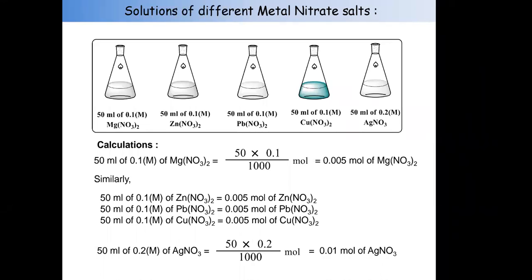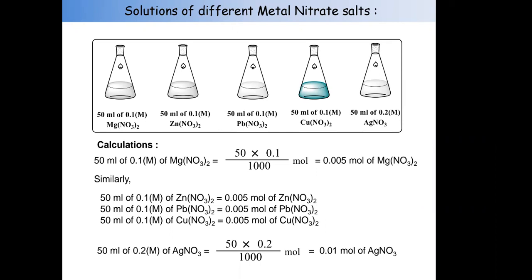That means where we have prepared 50 ml 0.1 molar magnesium nitrate is equal to 0.005 mole of magnesium nitrate. Similarly, zinc nitrate, that is also equal to 0.005 mole. Lead nitrate, that is also equal to 0.005 mole. And copper nitrate, that is also equal to 0.005 mole.